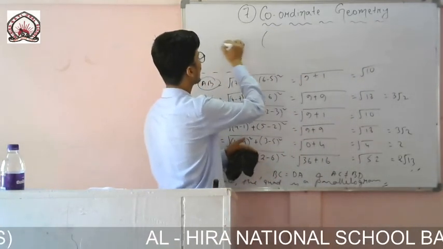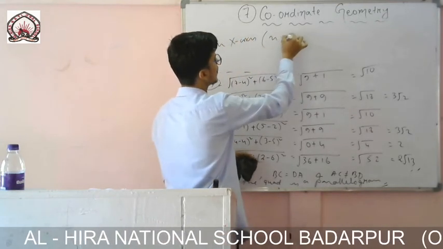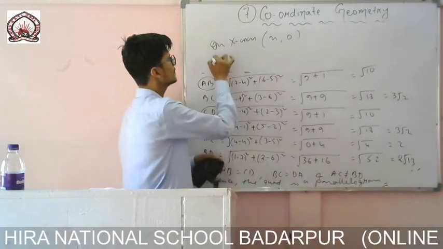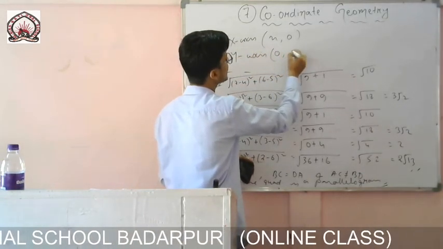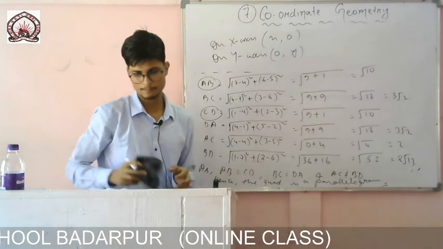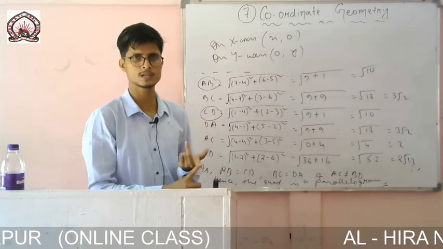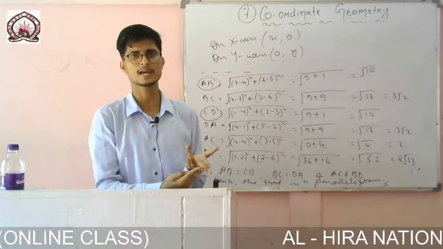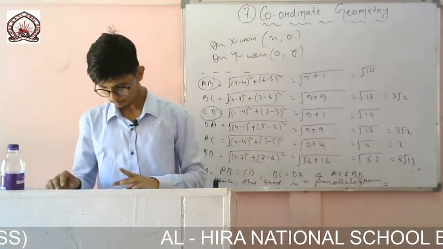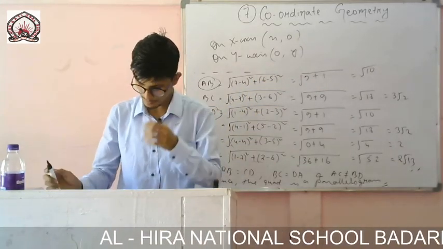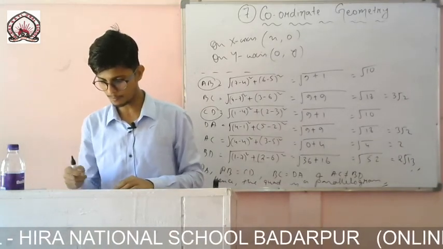If it is given on the x-axis, it means the y coordinate will be 0. If it is given on the y-axis, that means the x coordinate will be 0. Always remember this one. Now the question is given: find the points on the x-axis which are equidistant from these two points.